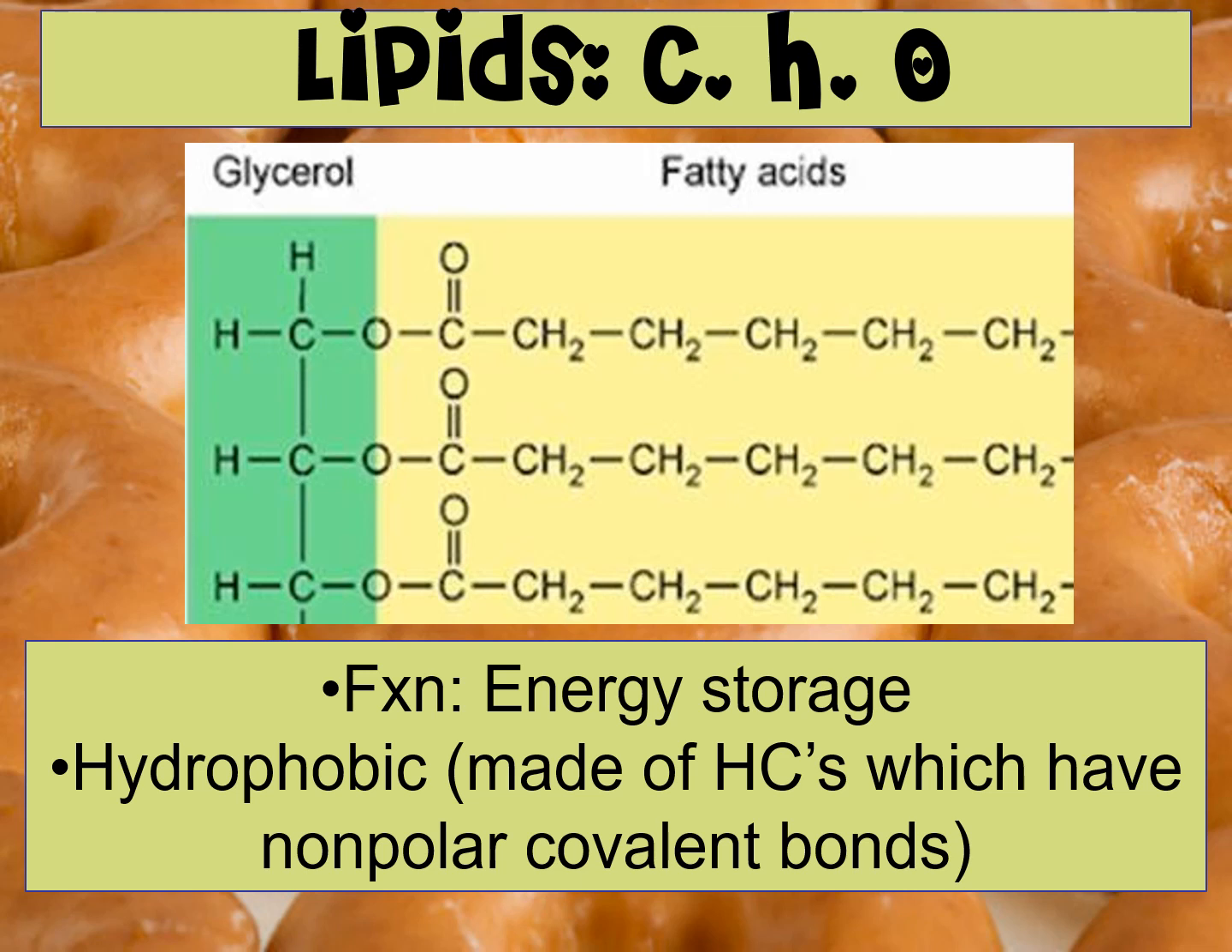A lipid is usually composed of a glycerol head, so you see that here in the left, and then they have usually 3 fatty acid chains that are connected to them. And you can see, again, the main elements that are involved are the carbon and hydrogen in the glycerol, and then carbon, hydrogen, and oxygen in the fatty acid chain.